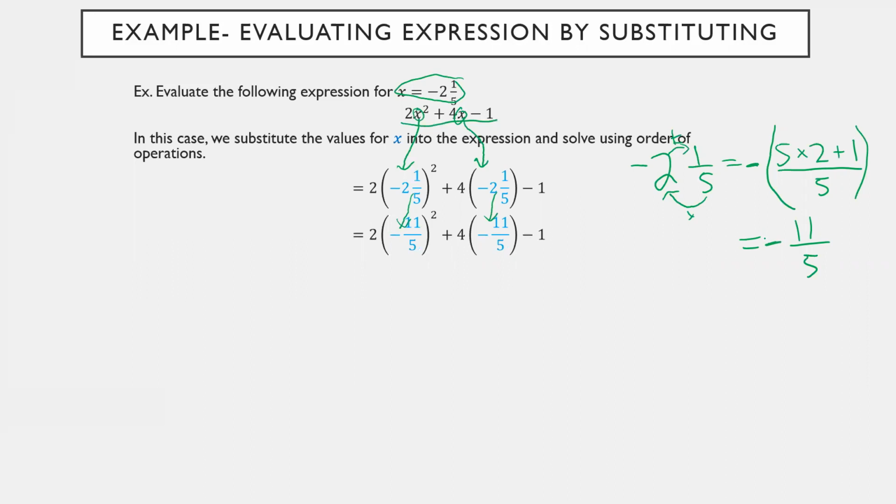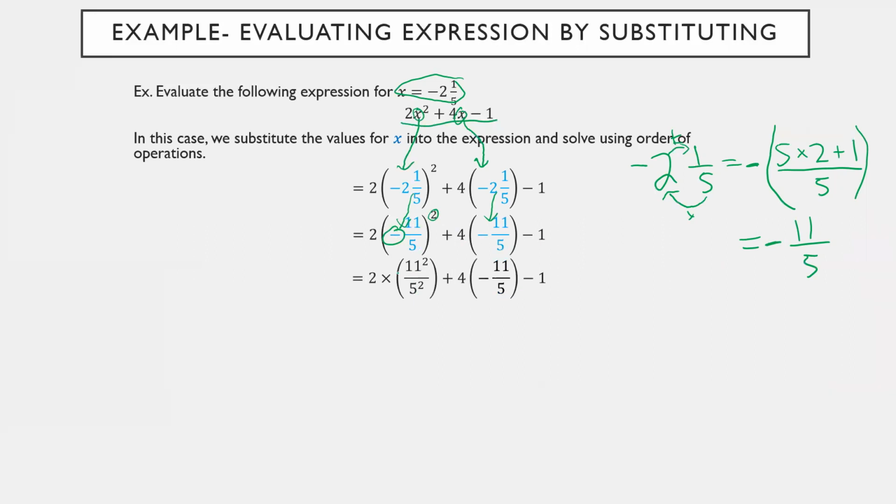So I have 2 times negative 11 over 5 squared plus 4 times negative 11 over 5 minus 1. And then in my next step here, I'm simply going to look at the sign. So I have a negative base, and obviously it's an even exponent, so I know my answer will be positive. So this is simply going to be 11 squared over 5 squared.